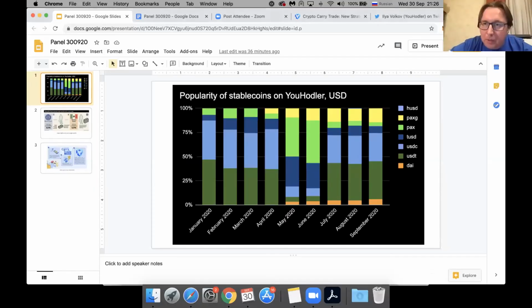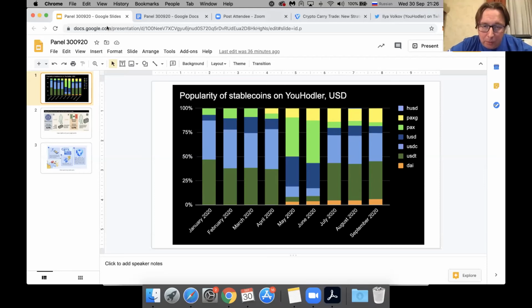Let me know if you can see my screen. Yes, we can. Yeah, perfect. So here you can see the list of stablecoins integrated to our platform, and here you can see the popularity of different stablecoins on uHodler.